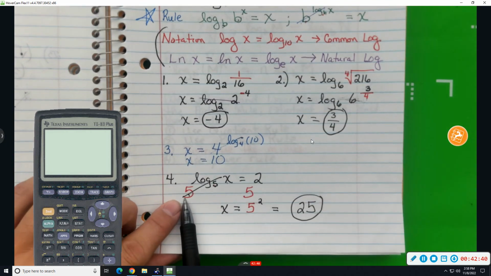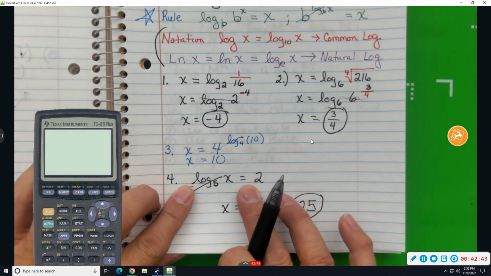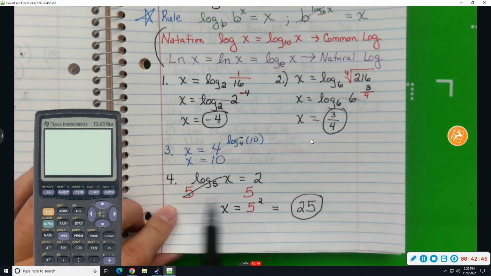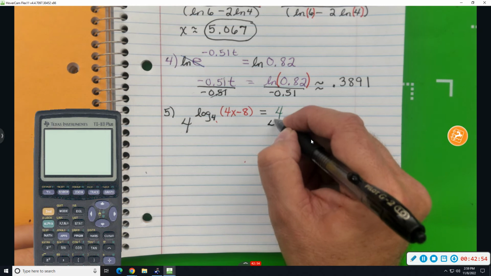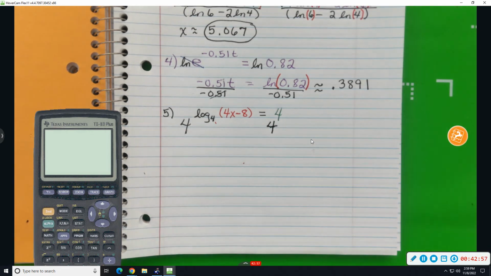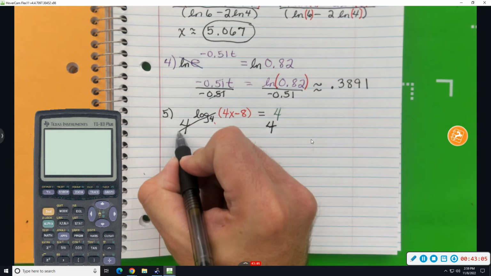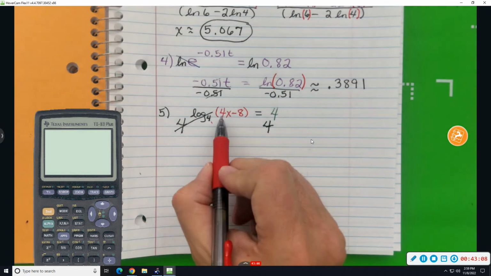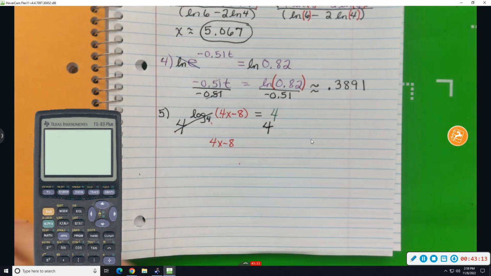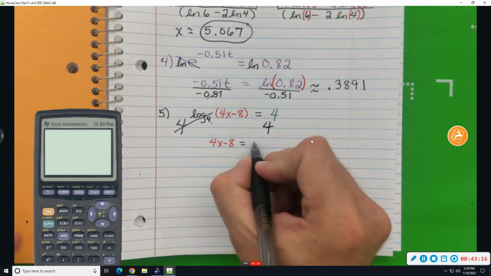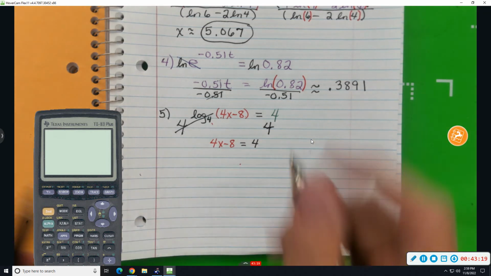Like here on this problem number 4, it was log base 5 of x equals 2. We put a big 5 on each side to cancel that out. That's what we're doing here. Put a big 4 on each side. And it's sort of bad that we have so many 4s occurring. What I've just done now is that gets canceled out, leaving the red 4x minus 8. And on the right-hand side, that's a 4 to the 4th.